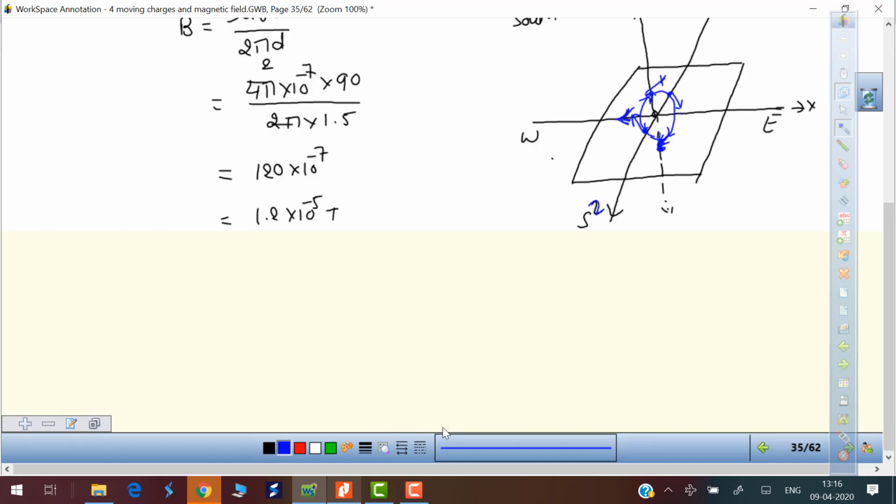Okay, so here the direction of B at P will be in the south direction.